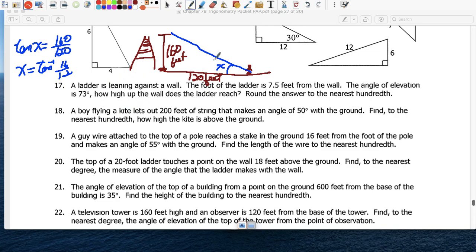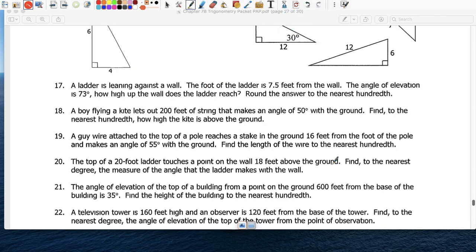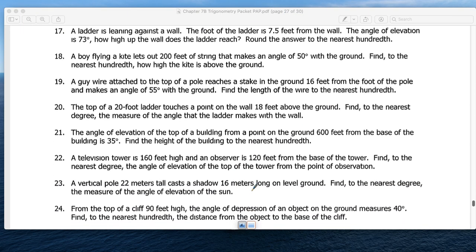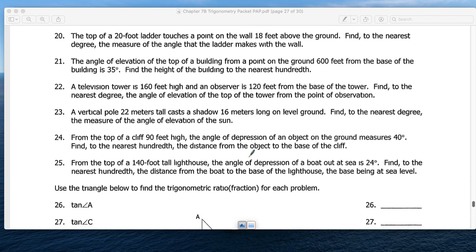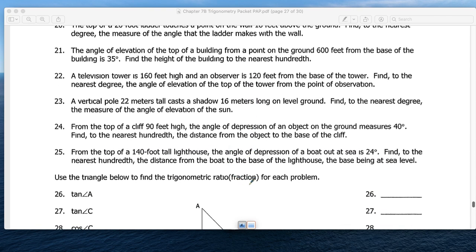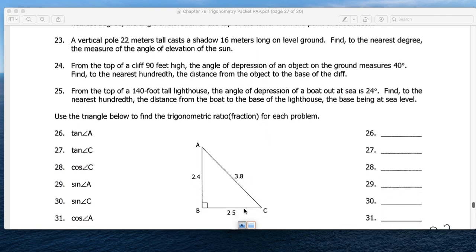53.13 degrees. This angle here is 53.13 degrees. Okay. 23, 24, 25. So here I have room at the bottom.